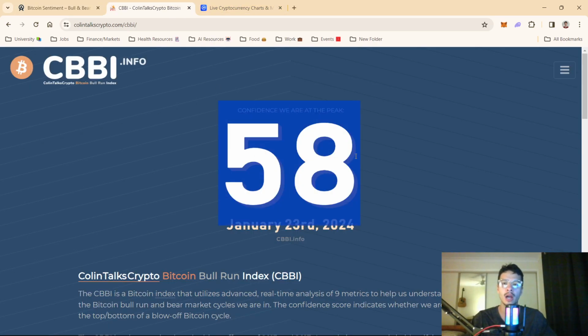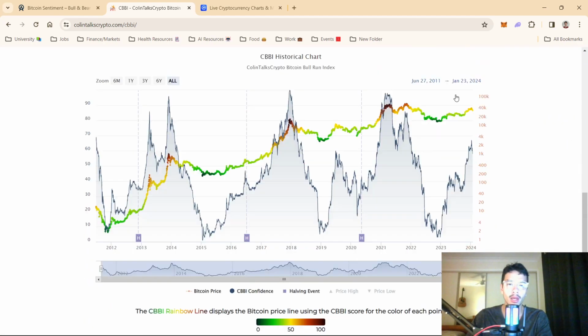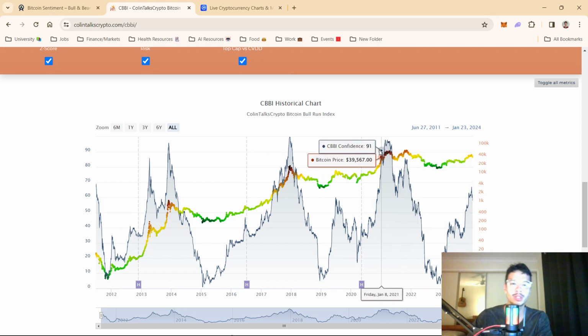The CBBI chart has also dropped. The percentage was at 61 last time, I believe. We're at 58. And historically, you can see here, we also saw that sort of reaction there. You had the yellow region and it went down. We haven't reached red yet, which is good. We haven't reached euphoria. So we could easily be seeing a decent size retracement as we go down, and that is perfectly fine.